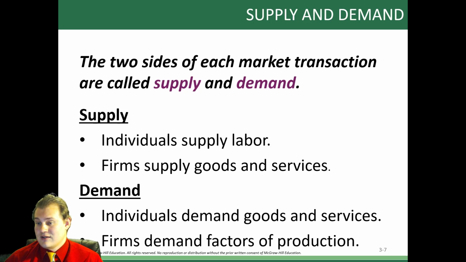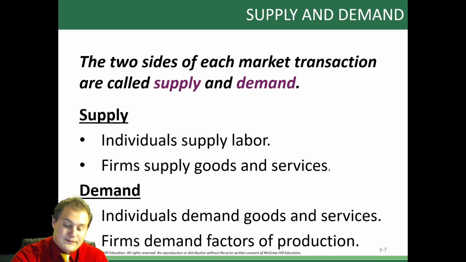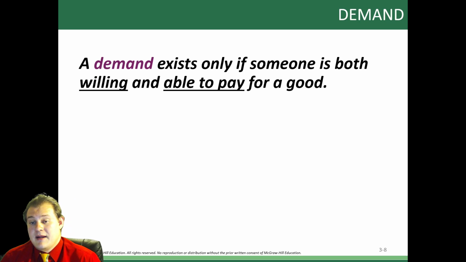Firms supply goods and services. Possibly they could do a shutdown of some sort. Demand: individual demand for goods and services. Firms demand factors of production. And so if any of these things get interrupted, it affects the whole rest of the economy. The demand exists only if someone is both willing and able to pay for a good.